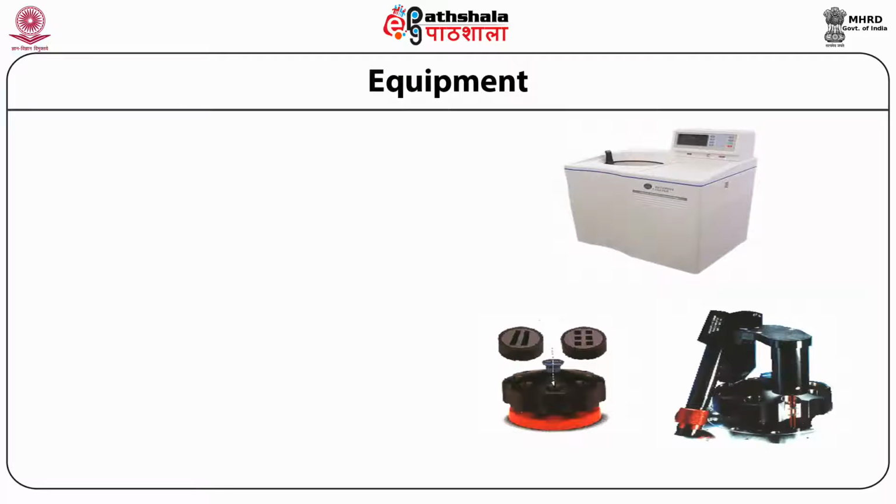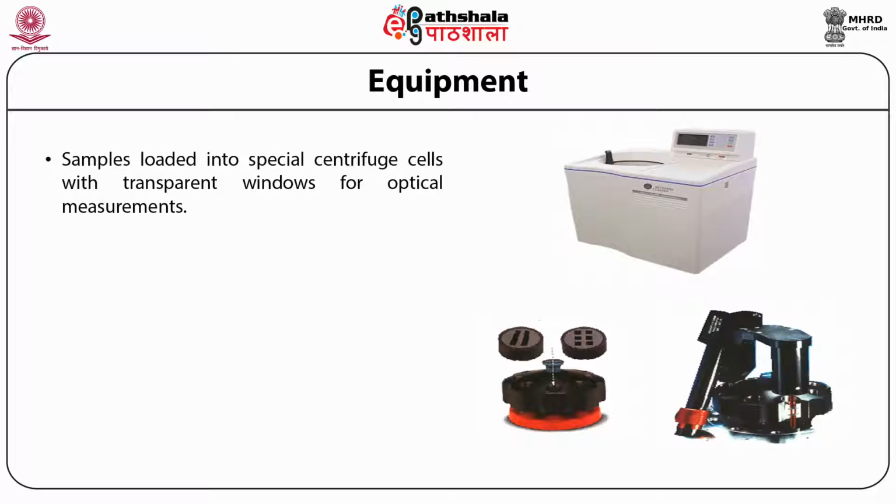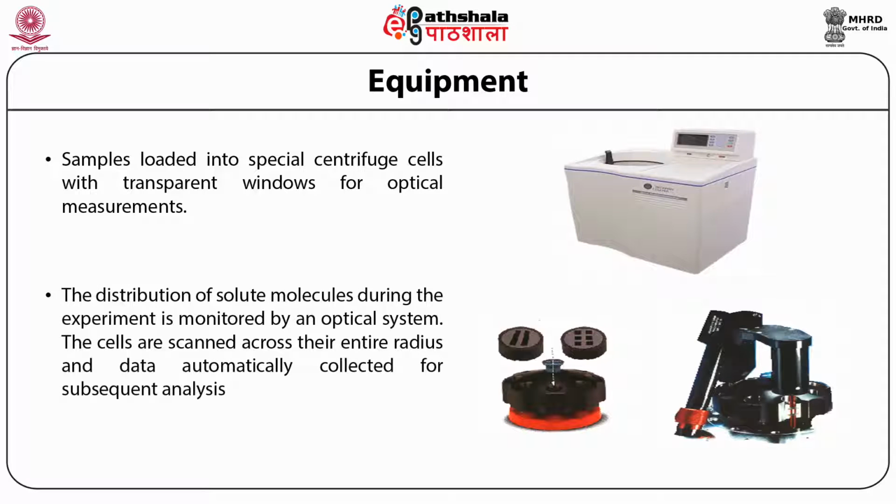So you can see here in this figure the structure of the ultracentrifuge. It's a very high-end equipment, and the samples are loaded into special centrifuge cells with a transparent window for optical measurement, and the distribution of solute molecules during the experiment is monitored by the optical system. The cells are scanned across the entire radius and data is automatically collected for the subsequent analysis. Now we will discuss in detail each component of the ultracentrifugation equipment.